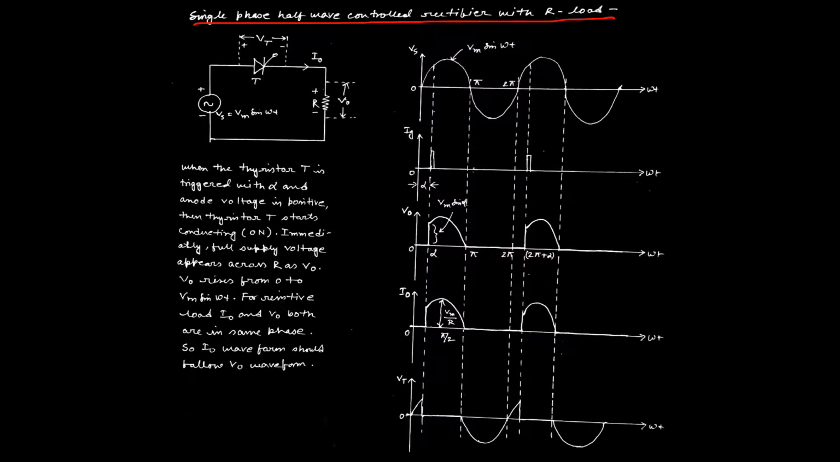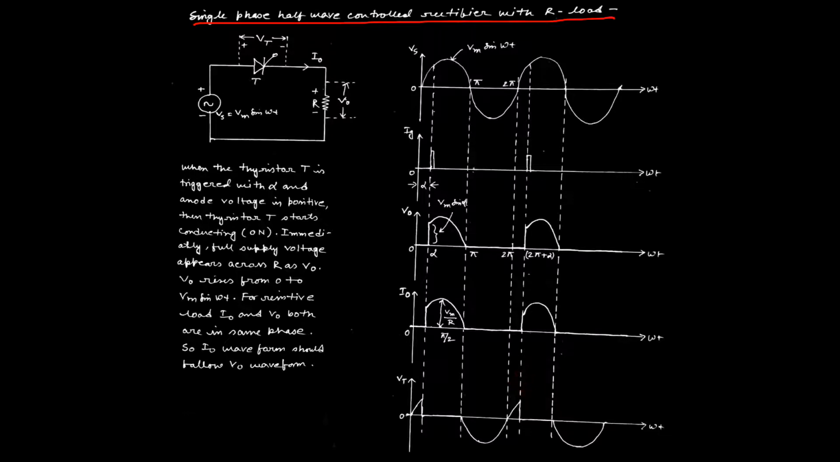Then the total voltage appears across the terminal of the switch. That means the voltage follows the supply voltage from pi up to 2 pi plus alpha. Similarly, we should draw the voltage waveform across the switch, which exists in the span from pi to 2 pi plus alpha.